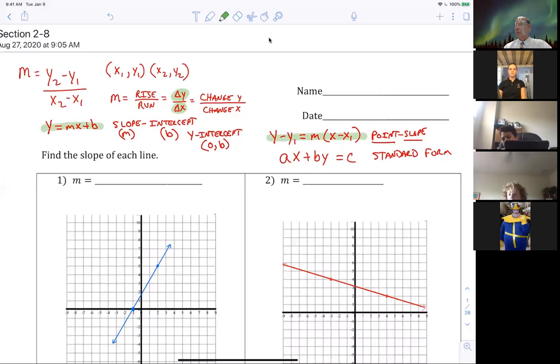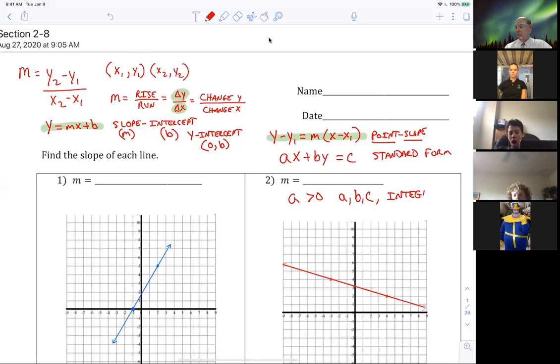Now there were some things about standard form that you had to remember. You had to say A was positive. Then you had to say that A, B, and C are integers. And then you had to say A, B, and C are relatively prime.